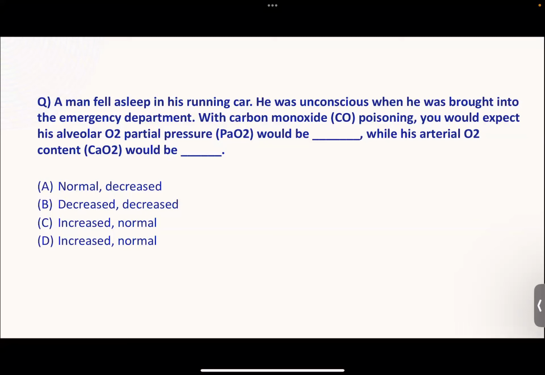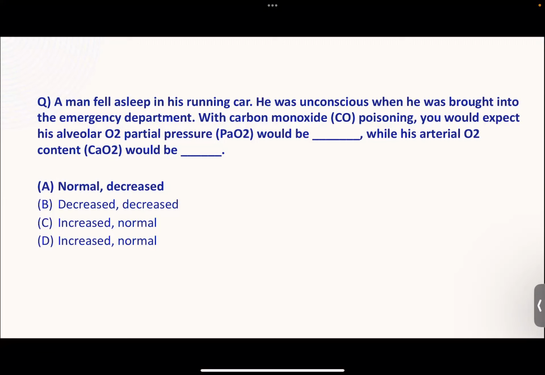Okay, anyone else has another answer? Okay, so you guys are right. It is normal and decreased. Also, the thing that I talked about, 0.1% carbon monoxide, that is enough for carbon monoxide poisoning, because if there's really, really high, it could be lethal, okay? So yeah, that's why very little could cause carbon monoxide poisoning, and that's why alveolar partial pressure is usually normal.